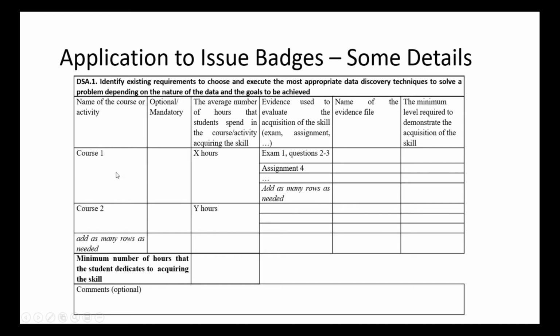In the application, for each skill, we're asking them to complete a table like this, in which they describe where they're addressing the skill, what courses or what activities they're using in the degree program to address that skill, whether it's optional or mandatory, the number of hours being dedicated to that skill, and the evidences that are being used. So it's not just pass or fail a course, it's in what question, on what exam, or what assignment, things at that level of granularity, that they're using to evaluate the skills of students.